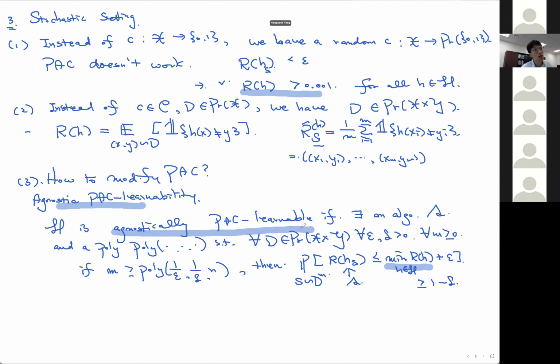And when I read the textbook, the part that I looked at doesn't really say very much about agnostic PAC learning, but I thought it's good to know about this. And another good thing to know about this stochastic setting is the so-called Bayes hypothesis and Bayes error.